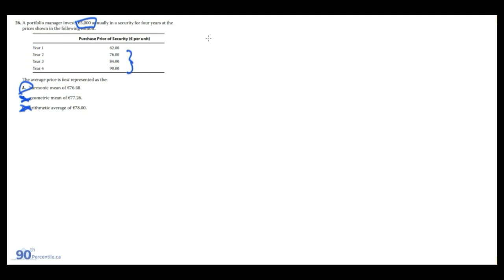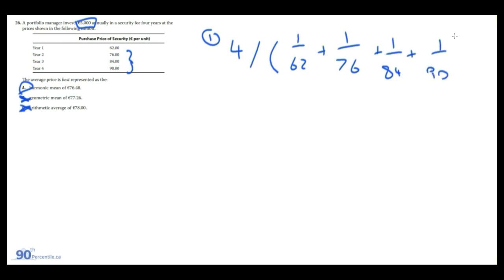In the textbook, it uses the harmonic mean formula, which is 4, so the number of observations, divided by the reciprocal of these prices. So 1 over 62, plus 1 over 76, plus 1 over 84, plus 1 over 90. Sum up everything in the brackets, take 4 and divide that by the sum, and you get 76.48.